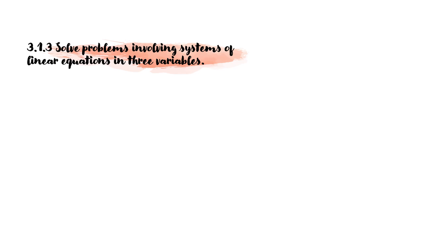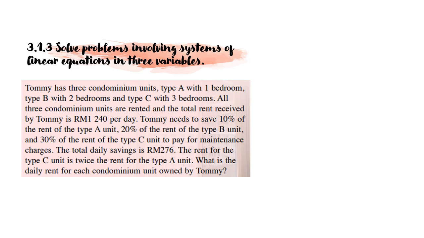Usually, we want to solve the problem. They will give a question with a long situation, just like this. Tommy has 3 condominium units. Type A with 1 bedroom, type B with 2 bedrooms, and type C with 3 bedrooms. All 3 condominium units are rented, and the total rent received by Tommy is RM 1,240 per day.